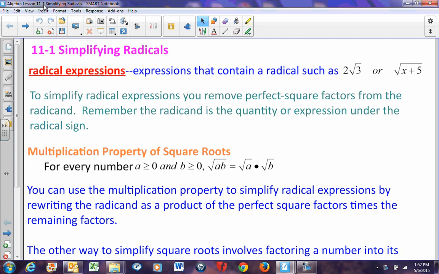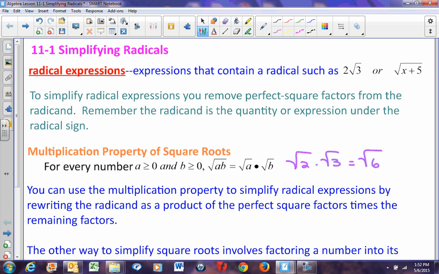The multiplication property of square roots simply says this. If I have a number and the number is greater than 0, the square root of AB is the same thing as taking the square root of A times the square root of B, which essentially means this. I can have the square root of 2 times the square root of 3, and that's the same thing as saying the square root of 6. Those are synonymous. They read the same frontwards and backwards.